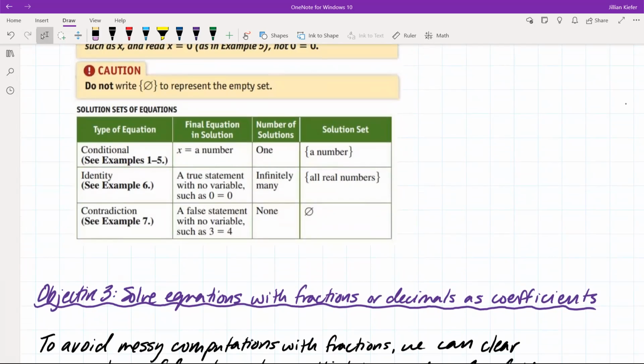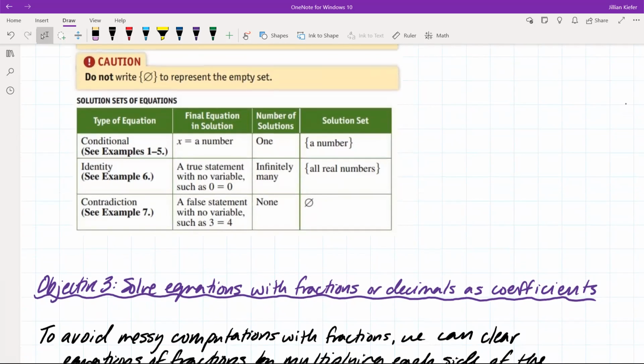So as a summary of our solution sets of equations, we have our types of equation. Our conditional equations tell us that x is equal to a number, which means it has one single solution. So our solution set will just be the curly braces with the one number inside. Our other type of equation would be our identity equation, or a true statement with no variable, like 0 is equal to 0, and this means that there are infinitely many solutions, and our solution set is curly braces, all real numbers.